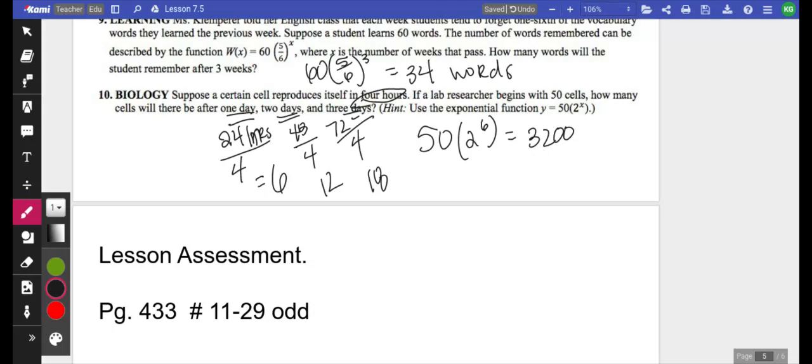3,200. 50 times 2 to the 12th, 204,800, and 50 times 2 to the 18th, 13,107,200.